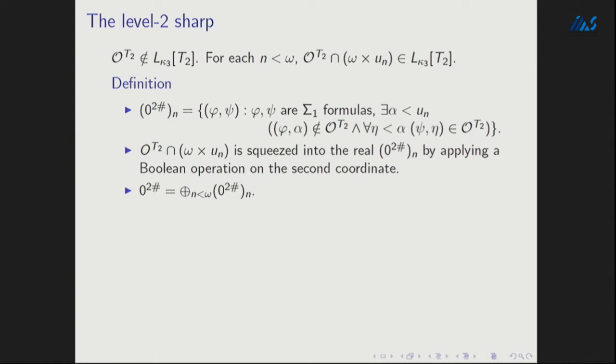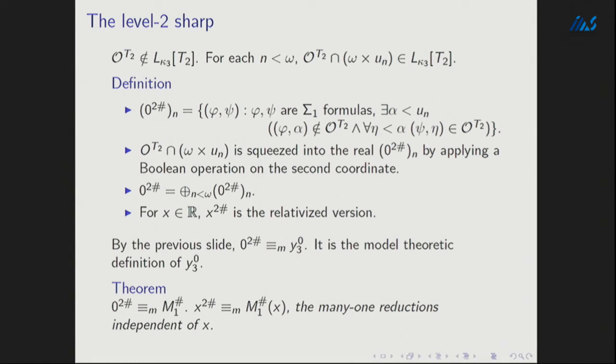So this is our way of squeezing this object, the fragment of OT2, into a real. And every real will be a fragment of 0-2 sharp. So in the end, 0-2 sharp will be the join of those pieces. 0-2 sharp is essentially just another formulation of the leftmost branch of T2. And this will turn out to be M1 sharp, effectively.